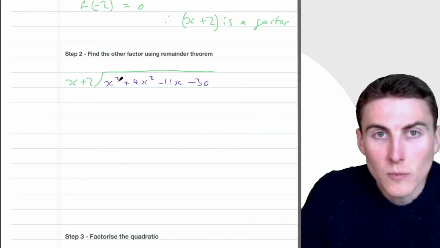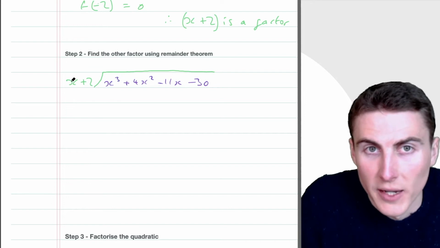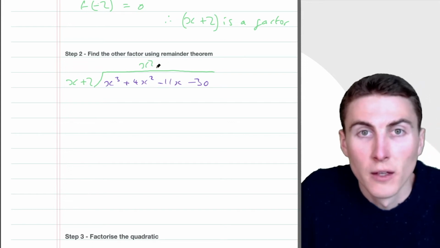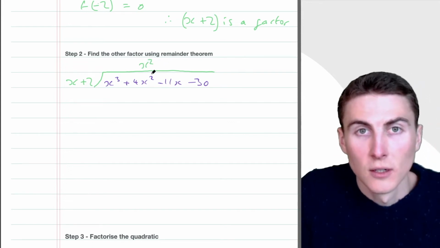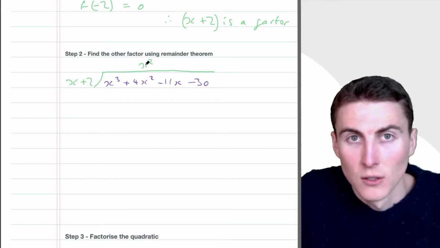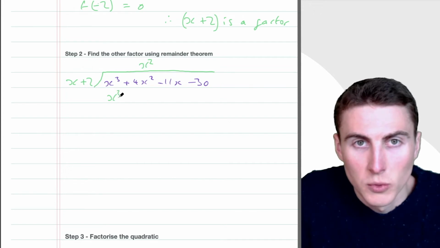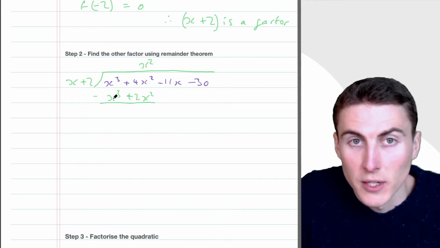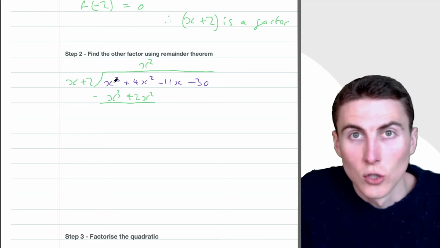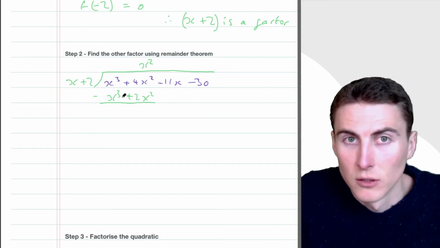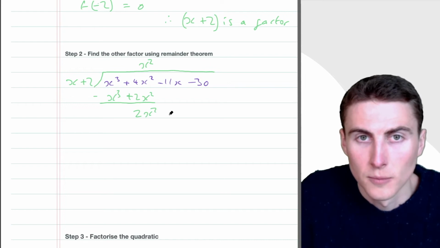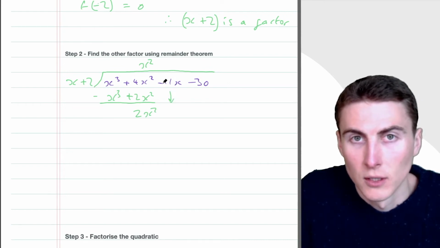So to do this, we first of all start with the x cubed divided by x, which is x squared. So I pop an x squared up here. Then we multiply the x squared by this. So x squared times x gives me x cubed. x squared times 2 gives me 2x squared. Then I subtract this bit that I've just written from this bit here. So x cubed minus x cubed is 0. And then 4x squared minus 2x squared gives me 2x squared. And then I bring down minus 11x.